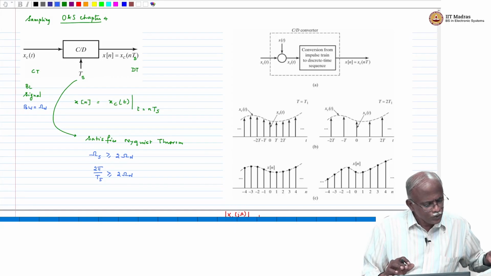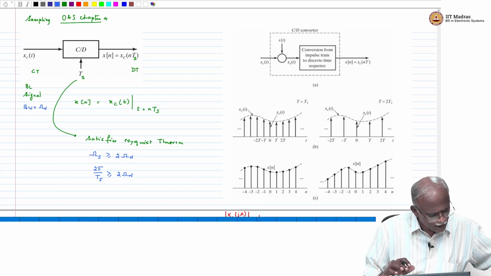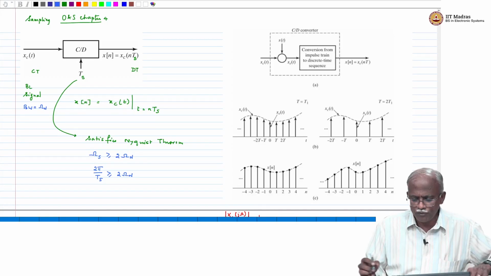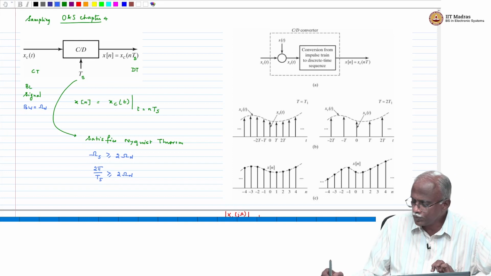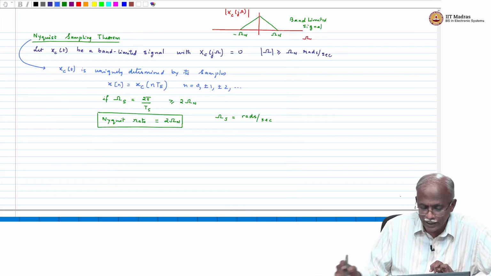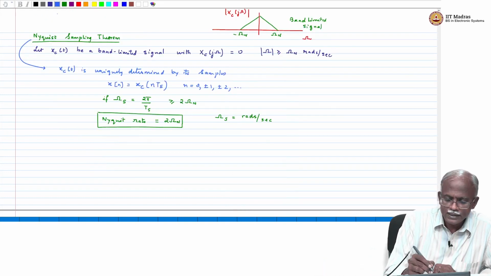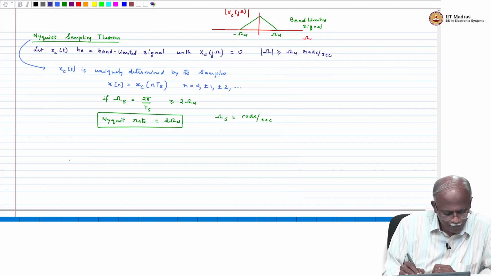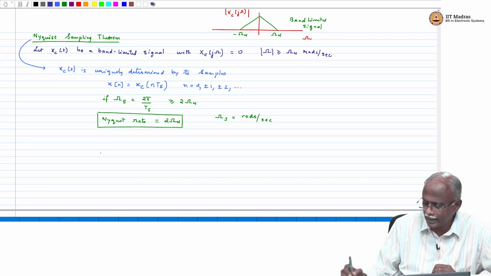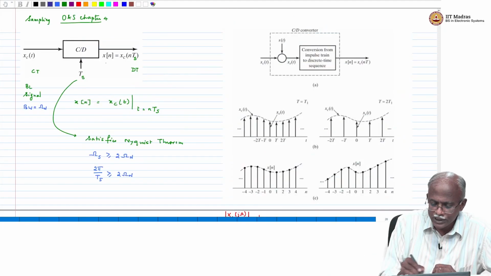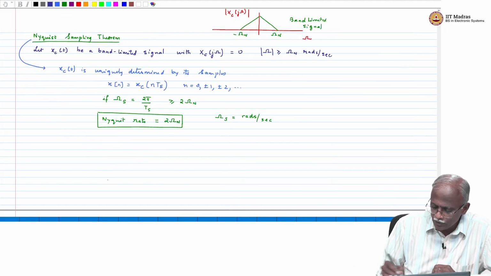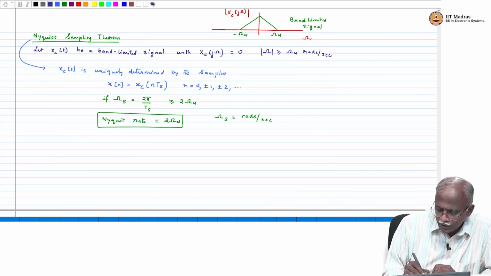Now, this is where we have to derive a certain result which is very, very important for us. So, what is happening inside this block is something that we need to study carefully. So, let us take a look at what is happening. How do I go from continuous time to discrete time? Basically, how does this block work? So, I am going to draw it for you.